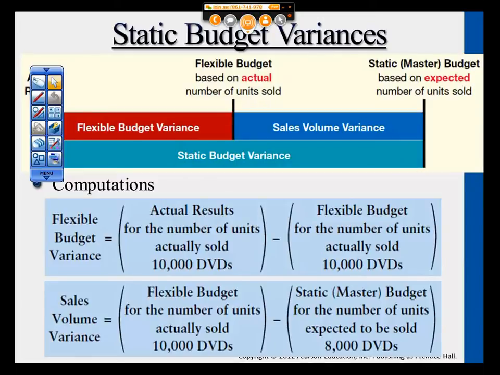Your static budget is the master budget, okay? It does not have any of the actual numbers. It's just something that's predicted. That's your master budget. And then we also talk about the flexible budget, okay? Flexible budget is something that gets adjusted while we are in the period. We'll talk about the difference between them in a second.